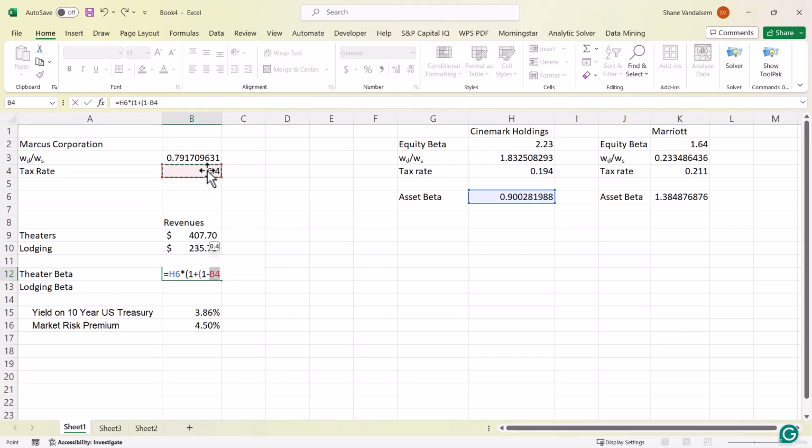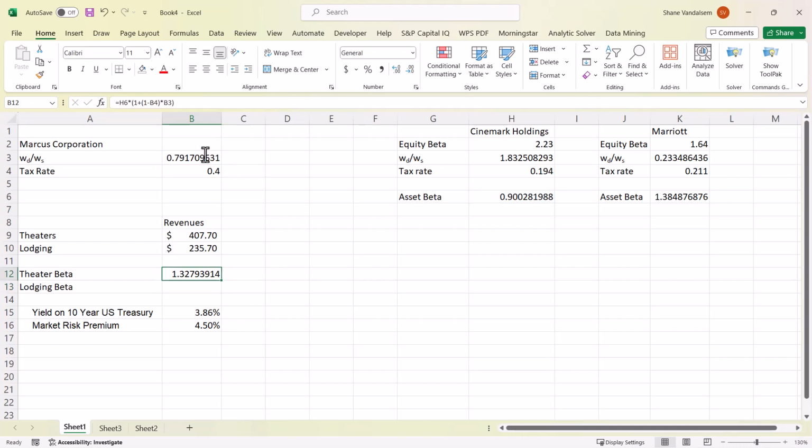And again, that's because of kind of some weirdness that they had, but we could adjust this as well if we needed to. 1 minus the tax rate multiplied by that weight of debt divided by weight of equity. Oh, sorry, need to close parentheses, and then multiplied by the weight of debt, multiplied by the weight of equity, and then close parentheses again. So we get a theater beta of 1.33.